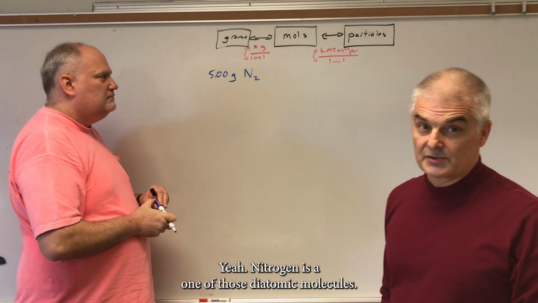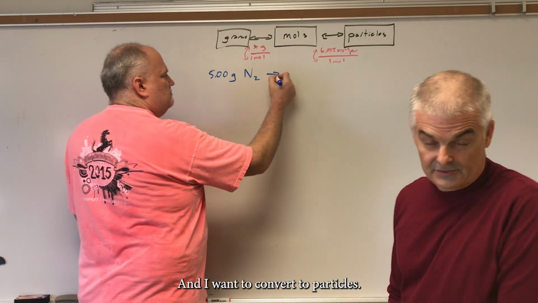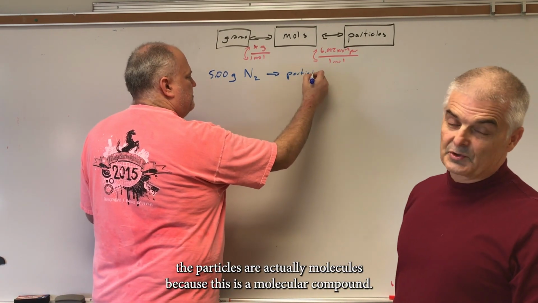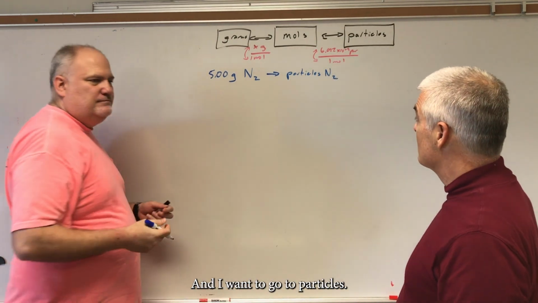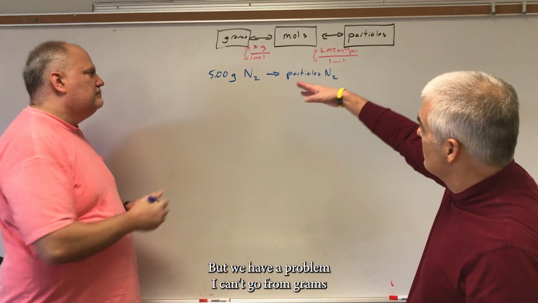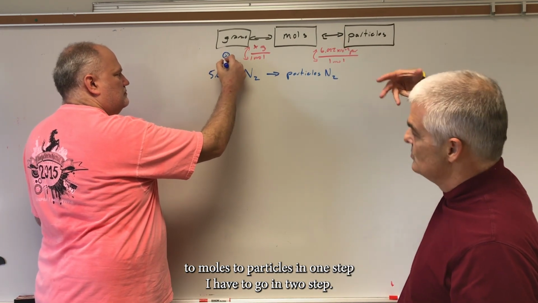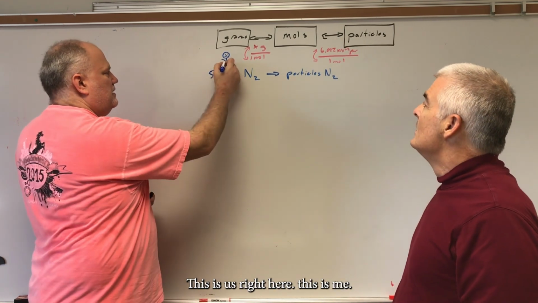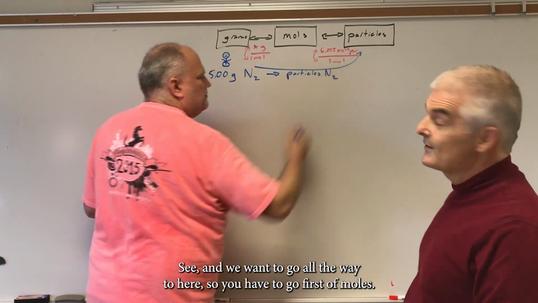Nitrogen is one of those diatomic molecules, and I want to convert to particles. Technically the particles are actually molecules because this is a molecular compound, non-metal to non-metal. But we have a problem. I can't go from grams to particles in one step. I have to do it in 2 steps. So we have to go first to moles.